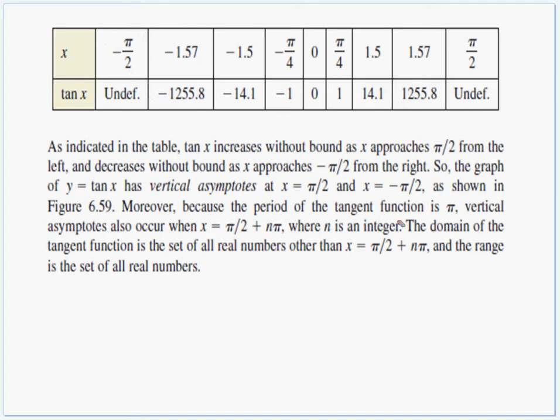Moreover, because the period of the tangent function is pi, vertical asymptotes will occur at every half pi and then every pi radians after that. The domain of the tangent function is the set of all real numbers except these. These are where the vertical asymptotes are going to appear. So those are not part of the domain, but the range is all real numbers.